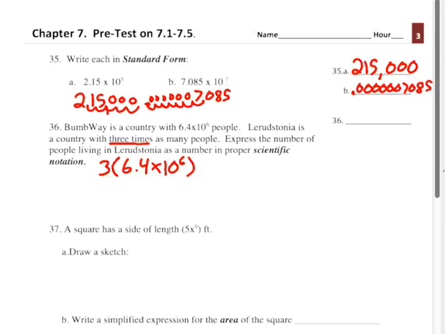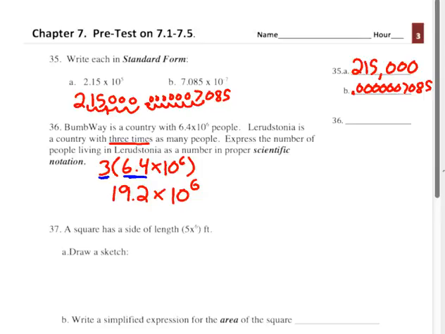And remember, when you're doing scientific notation, if you're just multiplying a number in, it only affects the first regular number. Okay? So this is going to give me 19.2, and it does not affect the exponent, okay? Very important you remember that. It does not change the exponent.